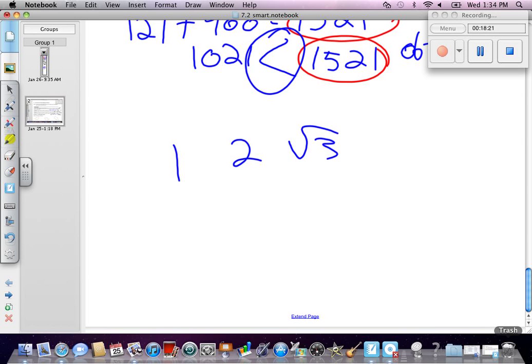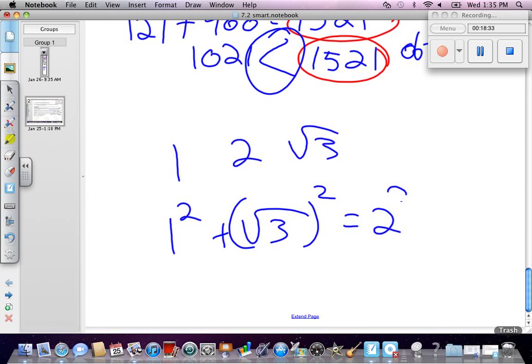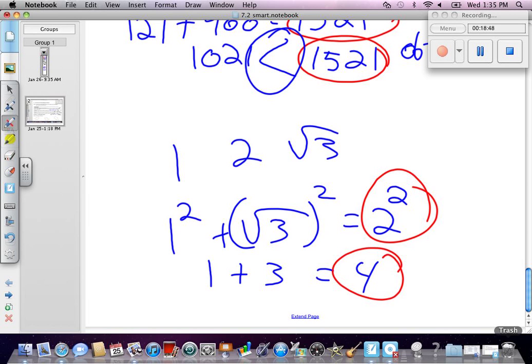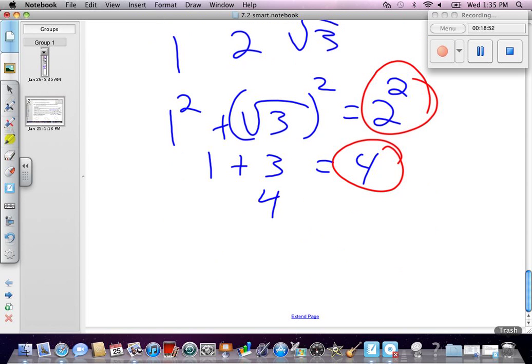1.7 something. So square root of 3 is actually smaller than 2, right? So 1 squared plus the square root of 3 squared equals 2 squared, because the biggest number is always the hypotenuse. Isn't it just 3 then? Squared? Yes. Remember, my hypotenuse. 1 plus 3 equals 4. Still my hypotenuse. It's a right triangle. And they are what? Equal. So it is a right triangle.